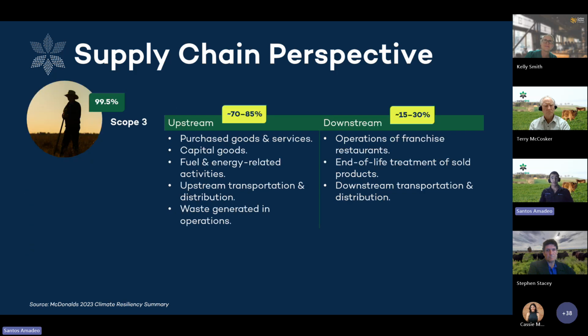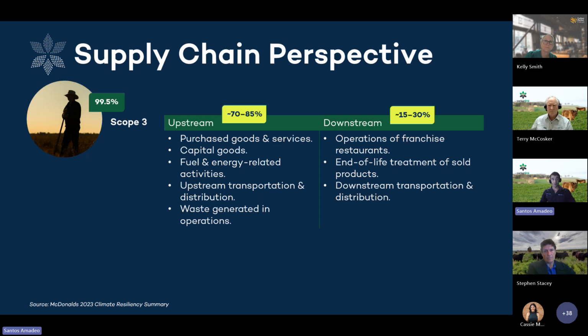Non-surprisingly, McDonald's upstream scope 3 is the largest component of their carbon footprint. And a bulk of those emissions are coming from beef, chicken, potatoes, and other agricultural suppliers, which sit under the purchased goods in this table here.